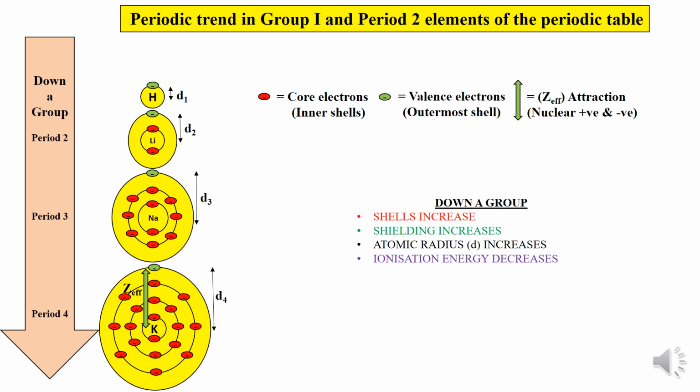So what is ionization energy? Ionization energy is the amount of energy required to remove an electron from a gaseous atom. It is the measure of strength of attraction between the positively charged protons and the negative electrons.